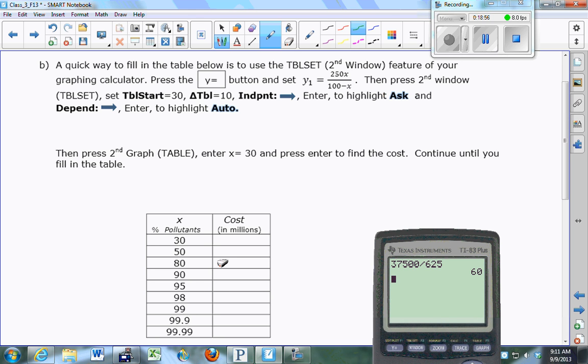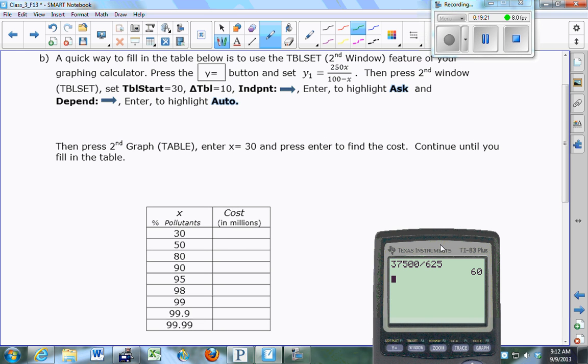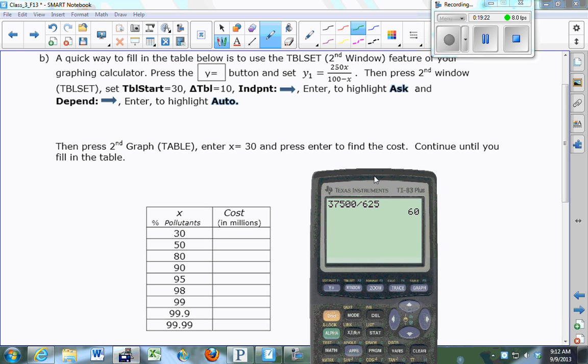So here's some pollutants here, 30%, 50, 80, 90, 95. And what we're doing here is we're looking at what happens to the cost as we get closer and closer and closer to what? 100%. Now the question is, is it really possible to remove 100%? So that's the question. And so let's take a look at the cost. But in a way, your calculator can do all of this automatically for you by using this feature.